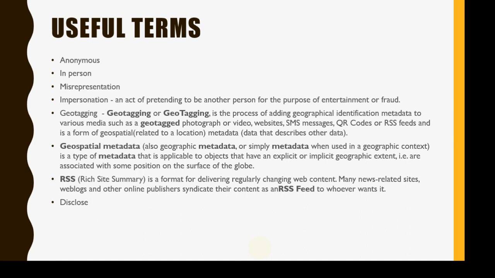Geospatial means related to a location, and metadata describes other data. Right, so RSS feeds and geospatial data. So geotagging is recording the locational details and using them with the web, right? Also known as geographic metadata. Metadata is a name used to describe the data about data, that data that describes other data, right?